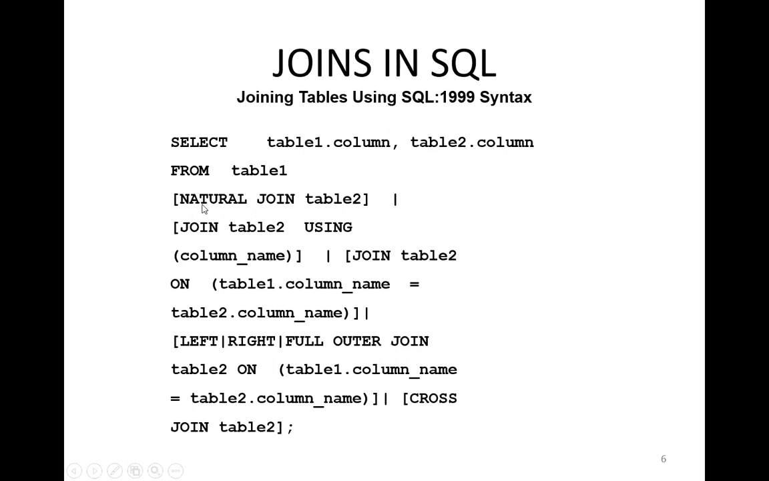You can join using the natural join clause, the join using clause, or the join on clause. Then you have the outer joins: the left, the right, and the full outer join. Then you have the cross join. So we'll be discussing all these things in today's session.